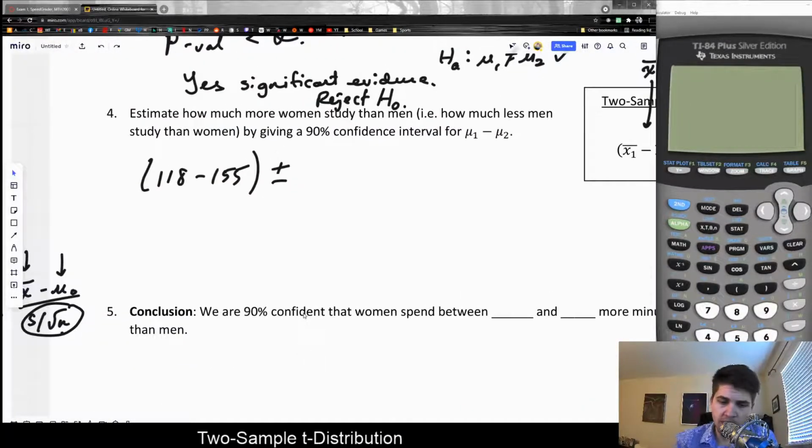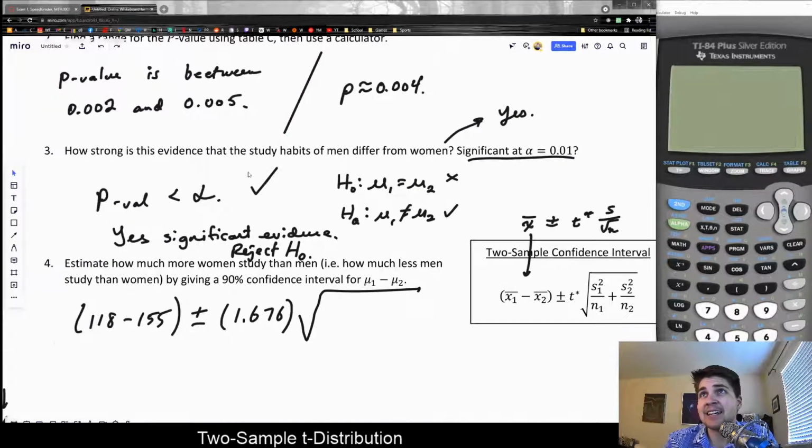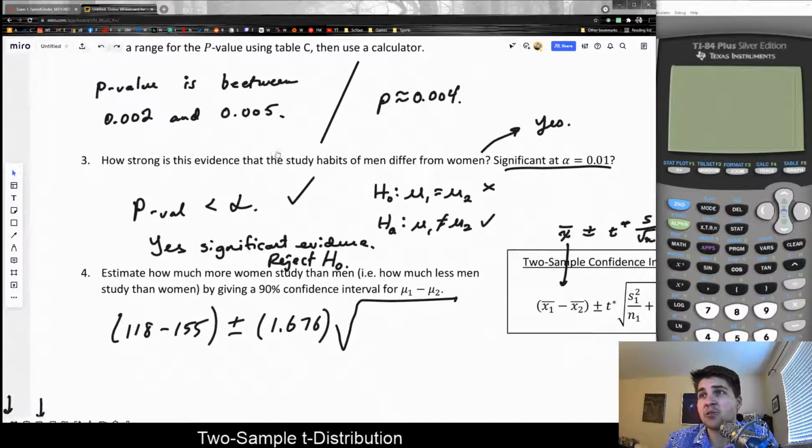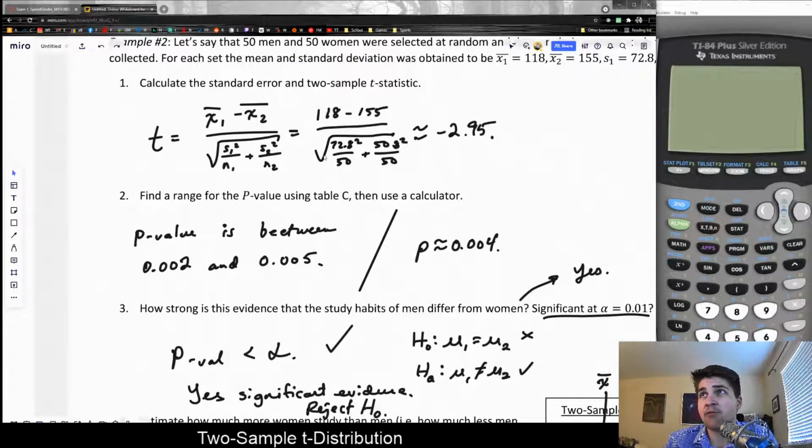Okay, so this would be 1.676, and this will be all multiplied by the standard error, which I asked us to calculate above, and I didn't because I was being a little bit lazy, and now I wish I would have. But we'll go ahead and type that all in. It's just going to be the same thing we have from right there.